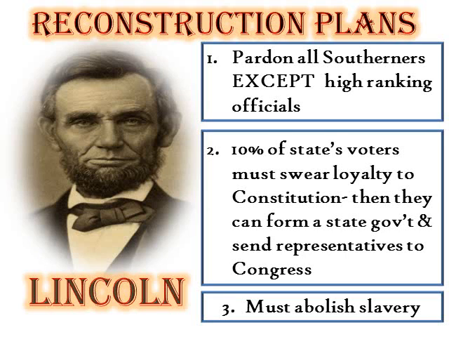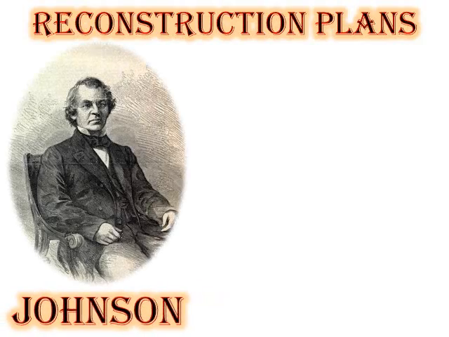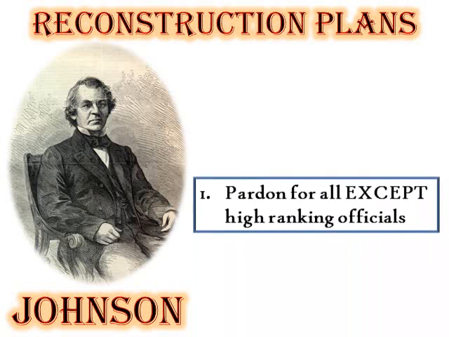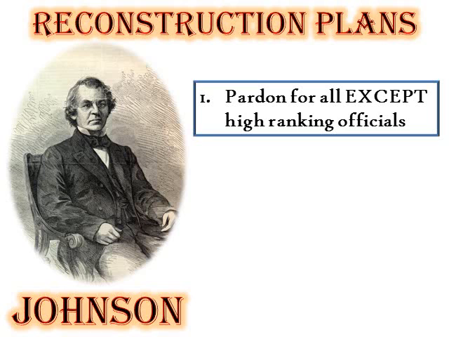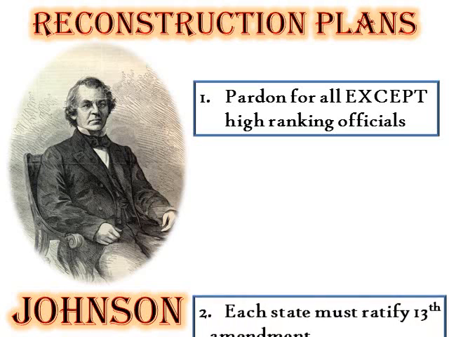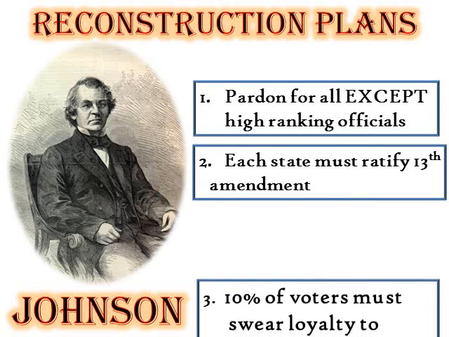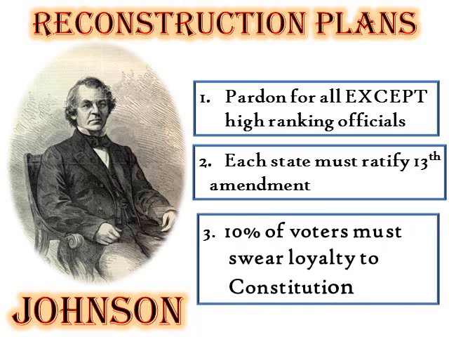Now, because he's assassinated, he can't fulfill his promise of this Reconstruction plan, but his vice president, who will take over for him, Andrew Johnson, is going to put in place the presidential Reconstruction plan, which is very similar to Lincoln's, pardoning every Southerner except for the high-ranking officials, every state ratifying the 13th Amendment, and 10% of the voters swearing loyalty to the Constitution. And when you think about it, that was a very positive step for him to make.